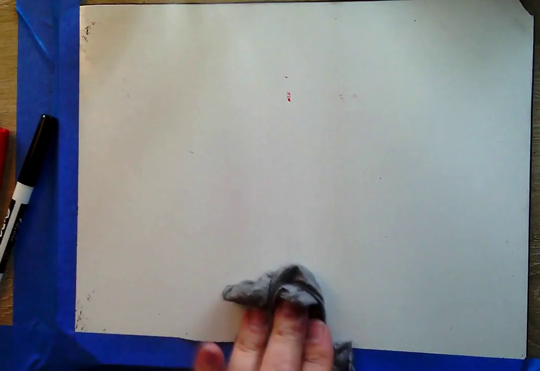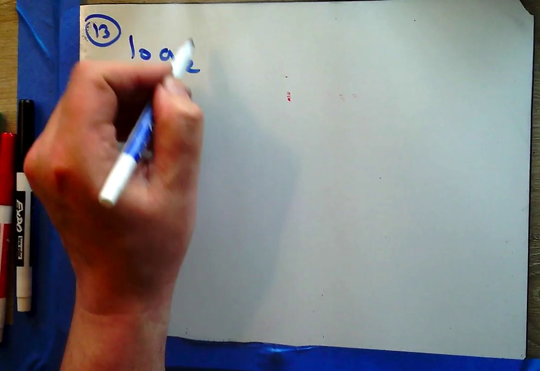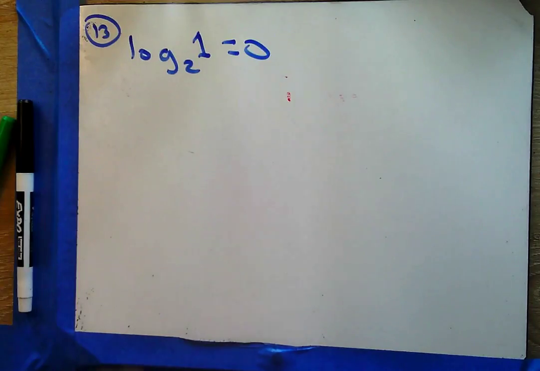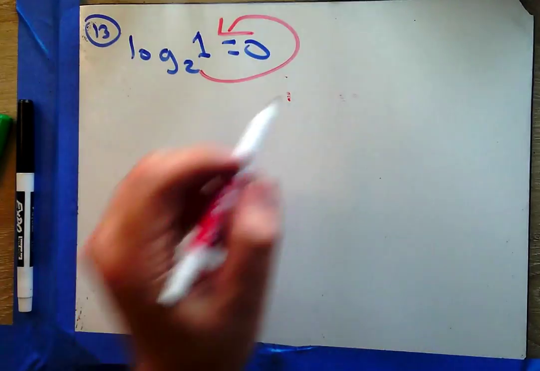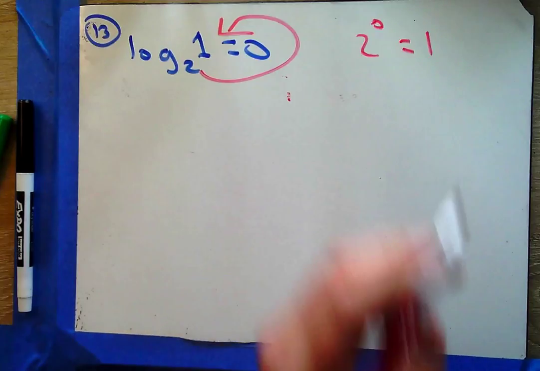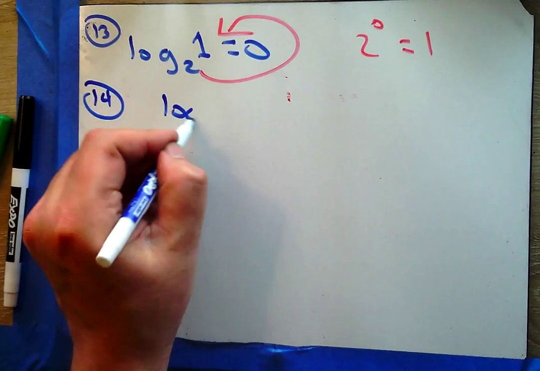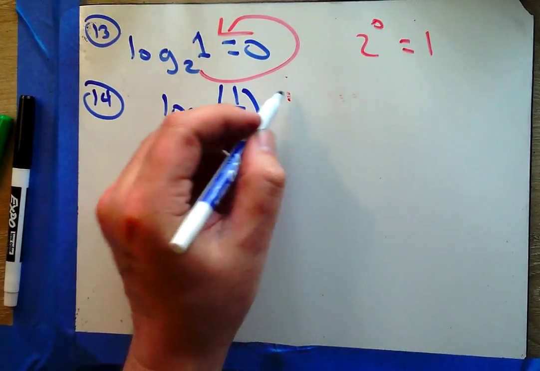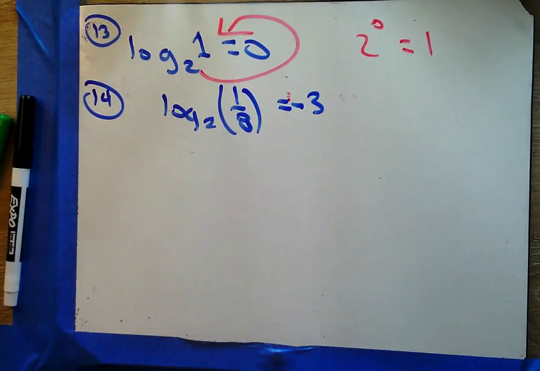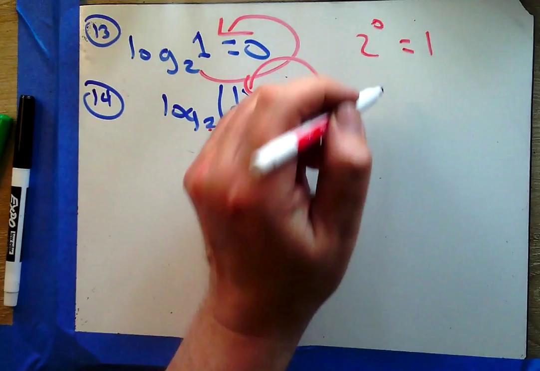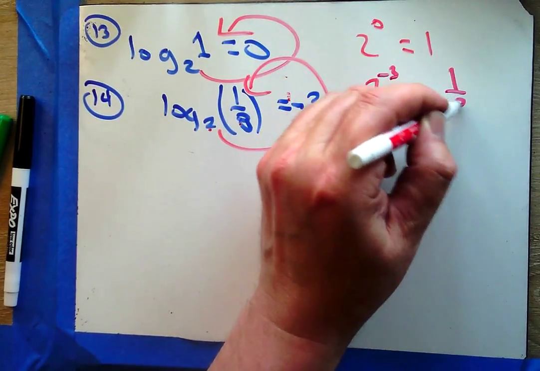Okay, problem 13. 13 says, rewrite the equation in exponential form. Okay, log base 2 of 1 equals 0. And this is our opportunity to use our fond old scorpion tail. And so that's going to be 2 to the 0 equals 1. All right, and if I have 14, log base 2 of 1/8 equals -3, and I use my scorpion tail again, base, power, answer. 2 to the -3 equals 1/8.